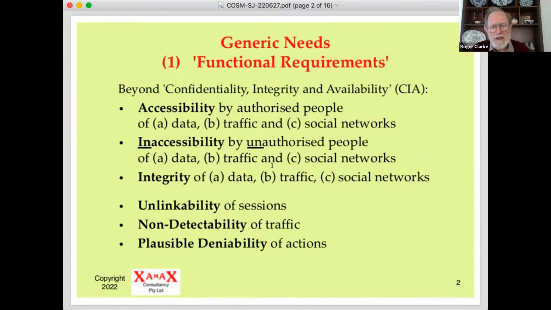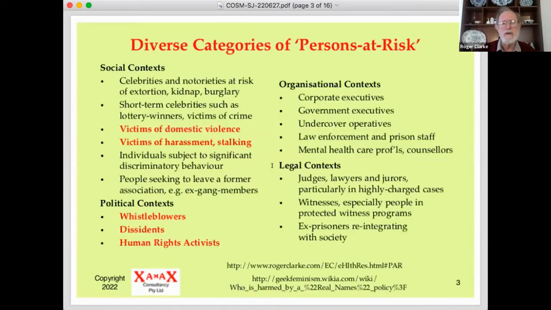Then, of course, we've got integrity. And remember, it's about more than data and more than data in flight. It's about social networks as well. And there's then a series of somewhat more technical requirements that you find once you probe down underneath the bonnet. Once again, I'm going to argue a great deal of that is in place. People know about how to do these things. People have implemented quite workable versions of these things. That's not the key impediment.